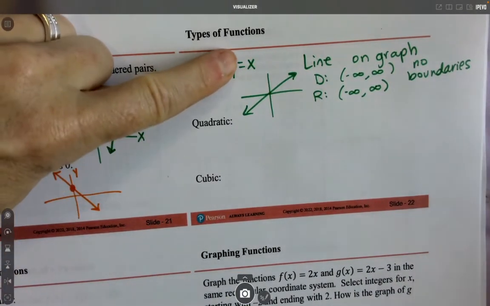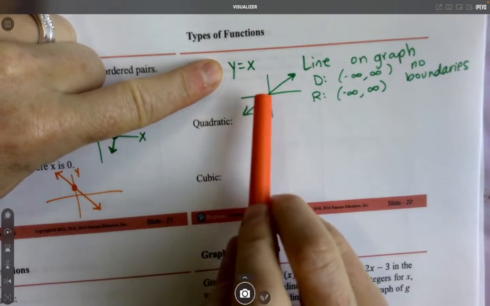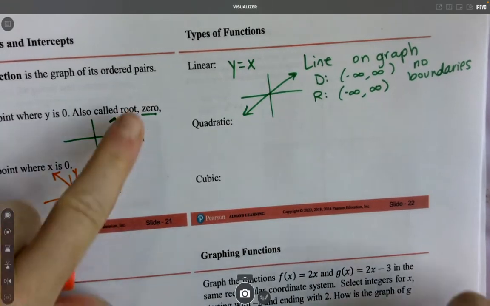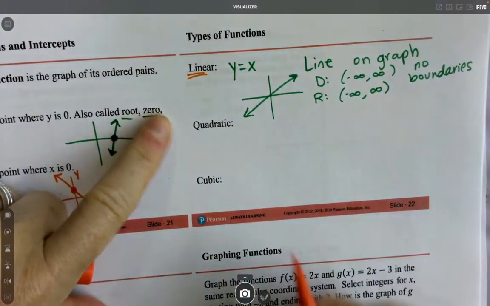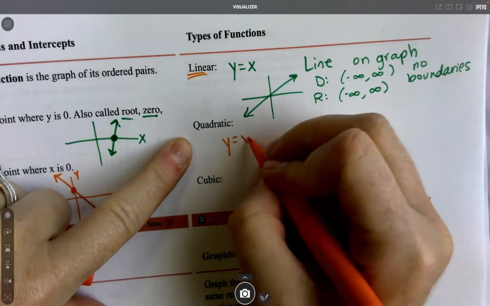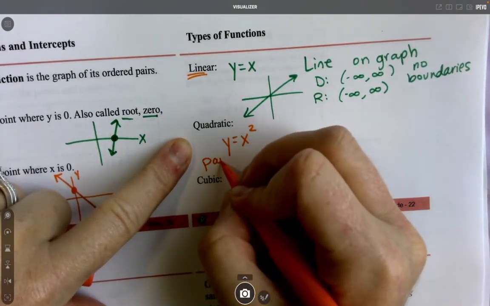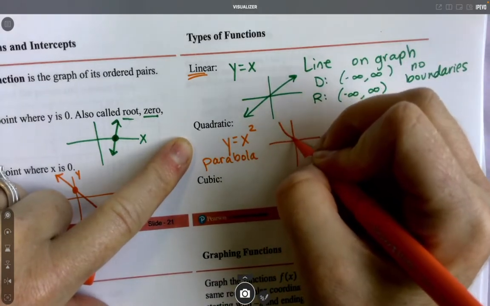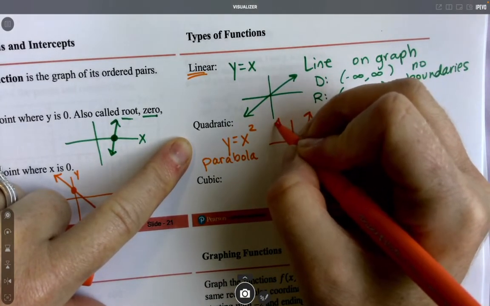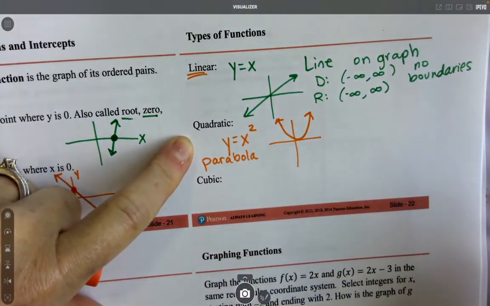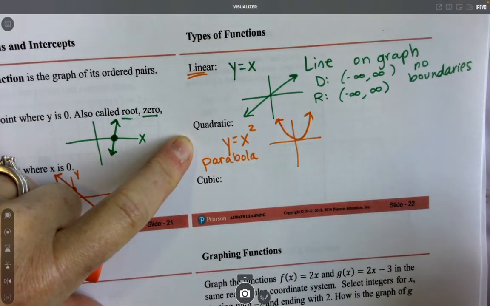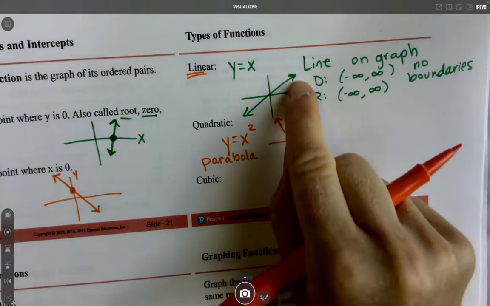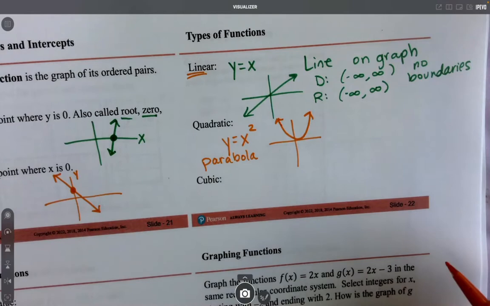And so this is your linear parent function. It goes through the origin. It is a straight line. So important is line. Quadratic is going to be x squared. It's going to be a parabola. So whenever it's graphed, it looks something like this. Mine was not the best, but anyway, it's going to be a parabola. And this is going to have boundaries because it's going to start here and extend forever.